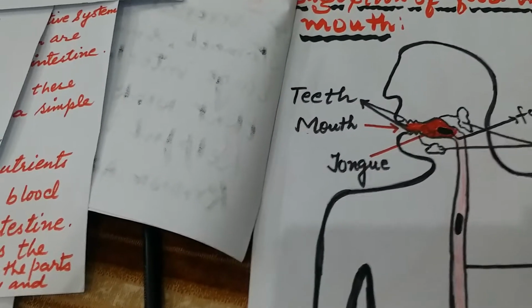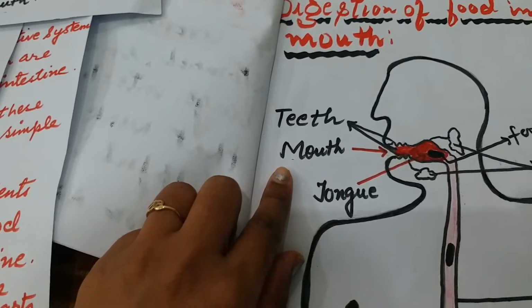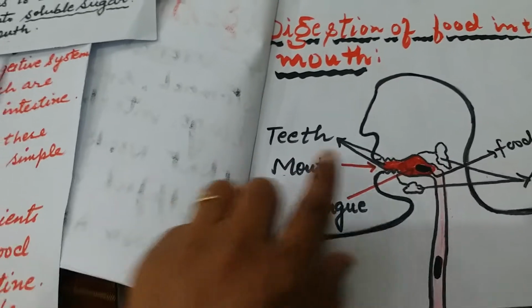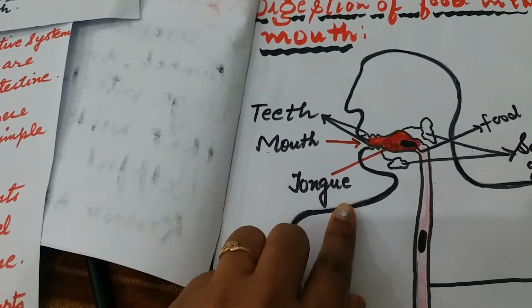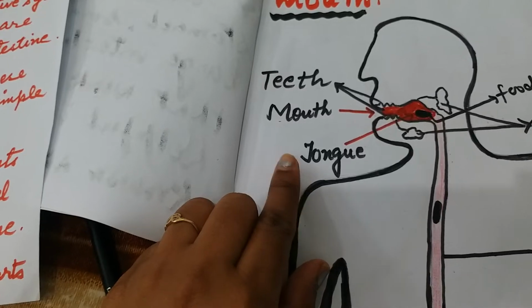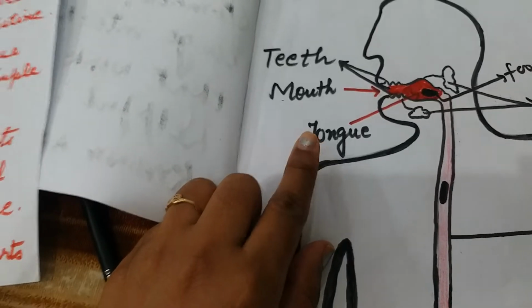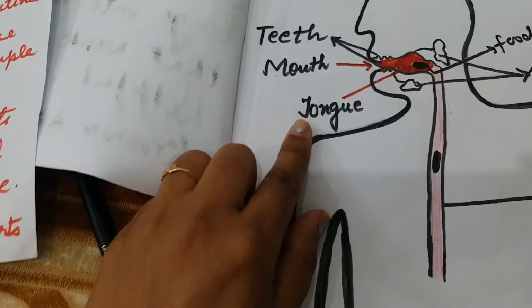Teeth help to chew our food. It helps to bite and cut the food into smaller pieces. It also helps to grind the food into a paste. Children, the tongue function that you have also studied in class 3, that it helps us to speak and it also helps to taste the different kinds of food.